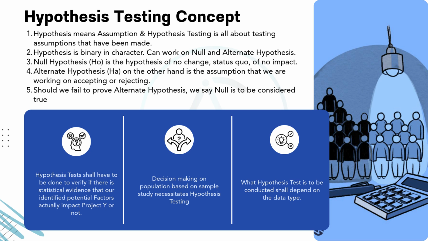Third, the type of hypothesis test we use will vary based on the type of data we're analyzing, whether it's continuous, discrete, categorical, etc. Understanding this foundation is critical as it sets the stage for all subsequent tests and analyses we'll perform in our Six Sigma project.